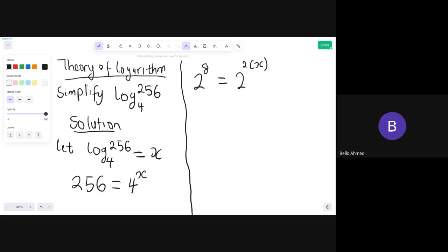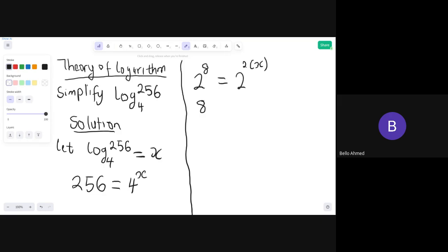Then the next thing is that, to solve equations involving indices, what we normally do is that once you have made the base on either side of the equation the same, then the next thing is to look at this base now. This base is 2 here, it's also 2 here. Once the bases are the same, then we just equate their power. That's how to solve equations involving indices, and I've done some videos on that. So we are going to equate the power because the bases are already the same.